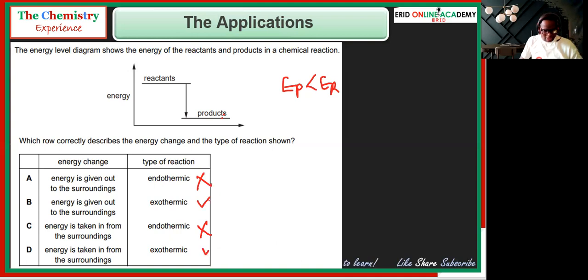They are still partially correct. So we'll now look at the other side of it. For exothermic, energy is given out to the surroundings. Then this one says exothermic, energy is taken in. Is that correct? Exothermic, is energy taken in?